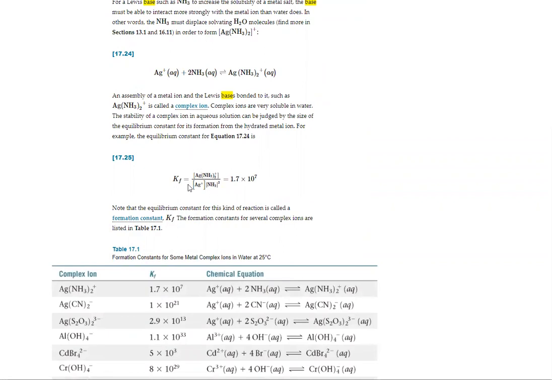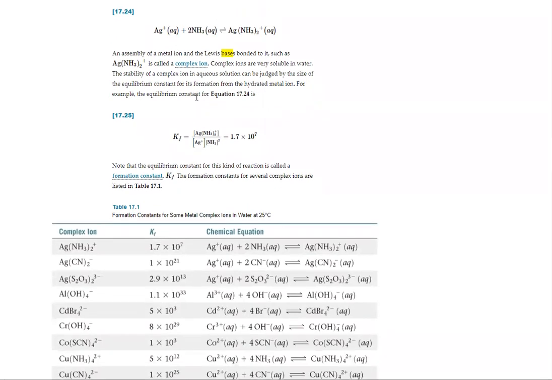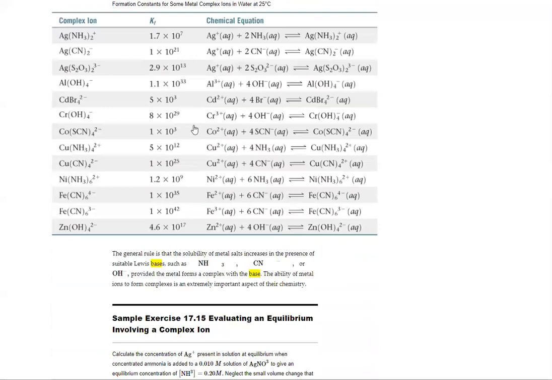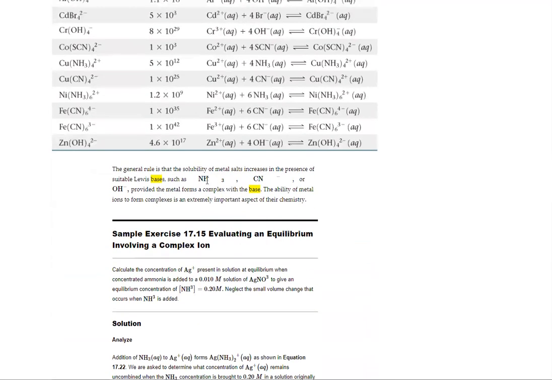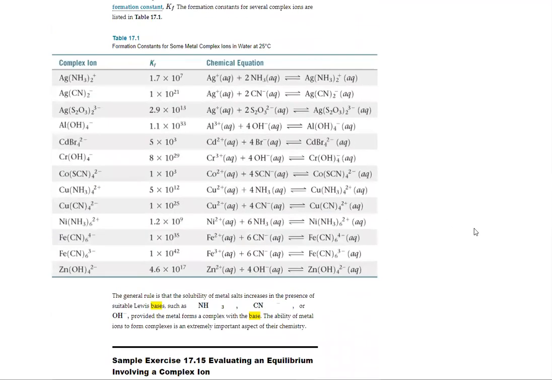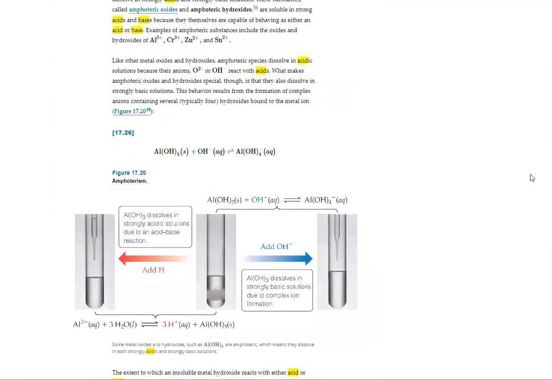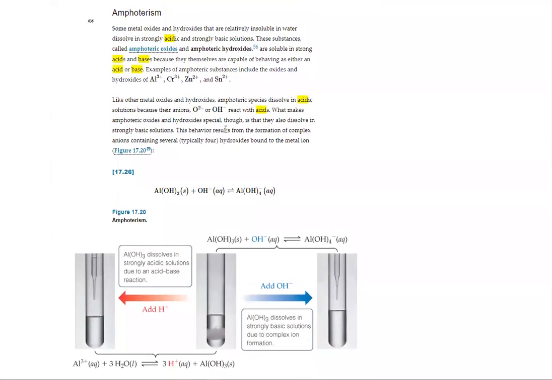So these are just basically all equilibrium equations, and just knowing that the complex ion is a silver plus a base, and being able to derive that is basically just using your equilibrium rules. General rule for solubility: solids increase in solubility in the presence of more of the base. Okay, so the more of a base, the more soluble the metal salts become, because they can form those metal complexes.